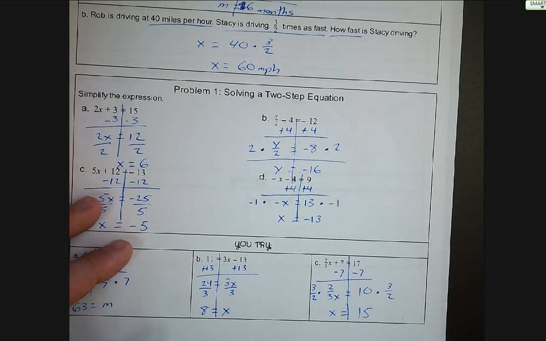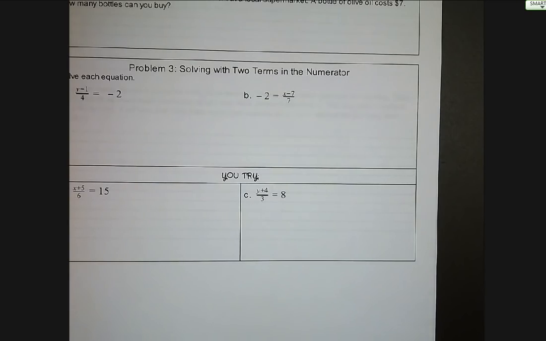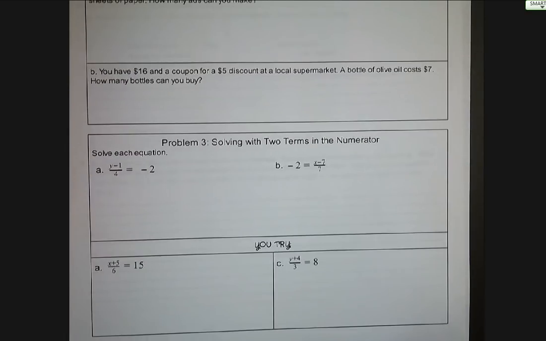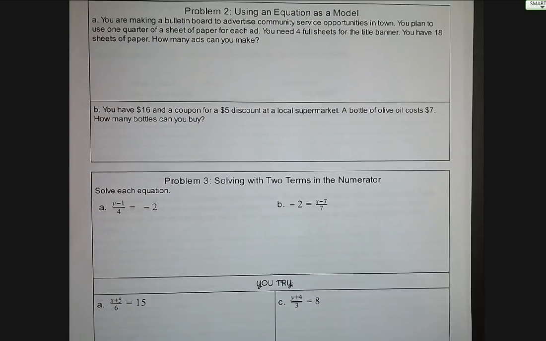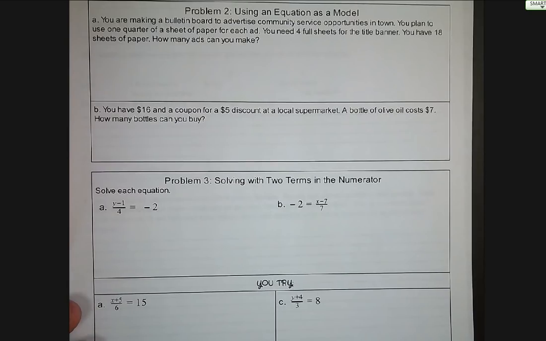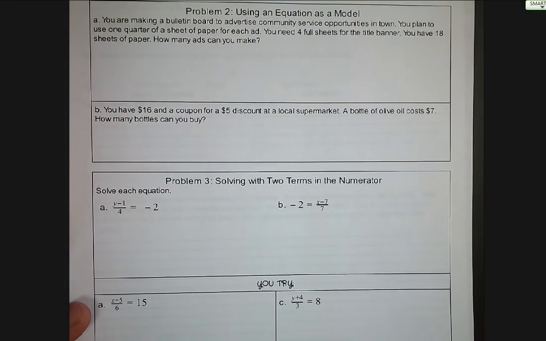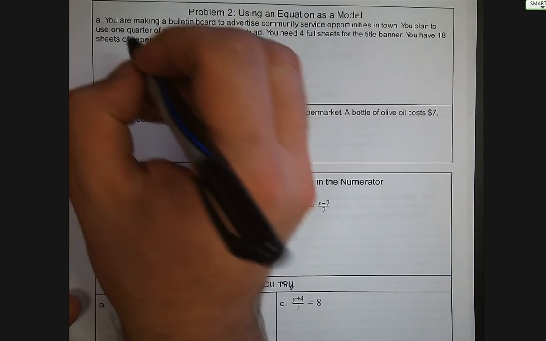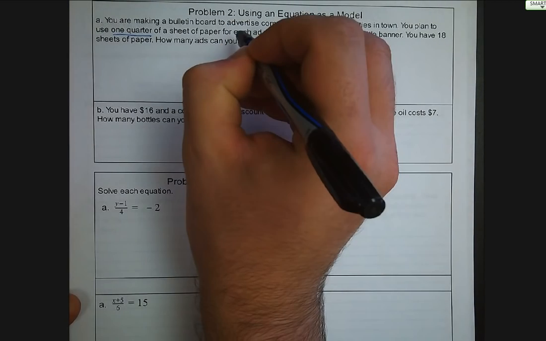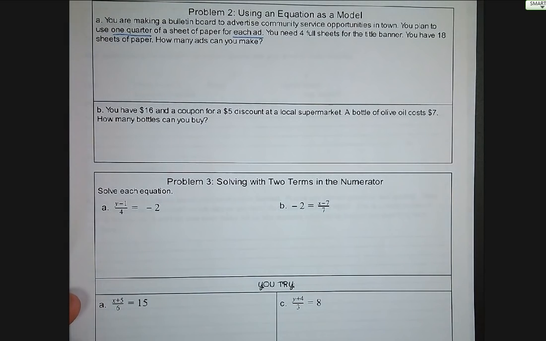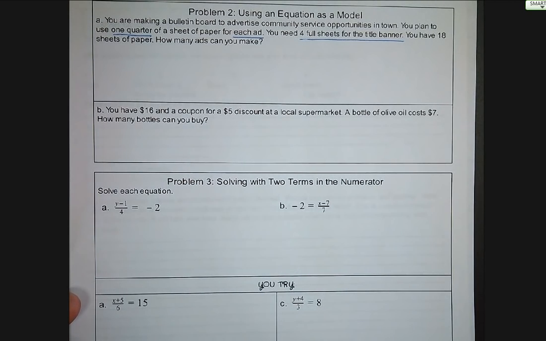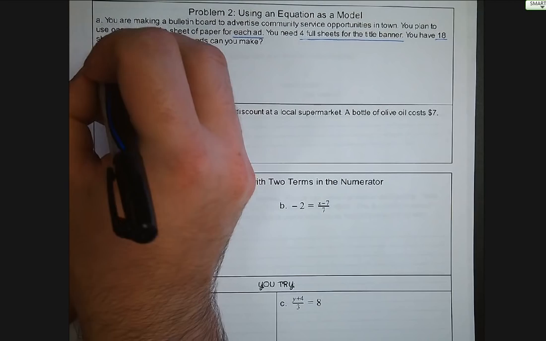All right. So we're going to move on. You guys know I love word problems. So we've got a problem here using an equation as a model. You are making a bulletin board to advertise for community service opportunities in town. You plan to use 1/4 of a sheet of paper for each ad. You need 4 full sheets for the title banner, and you have 18 sheets of paper to use. And we want to know how many ads can you make.